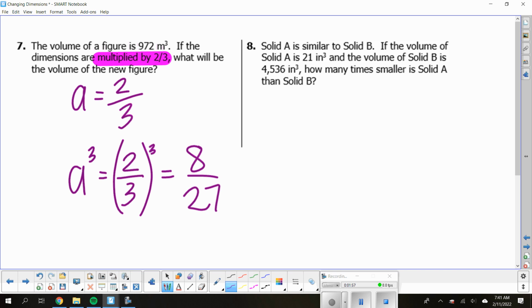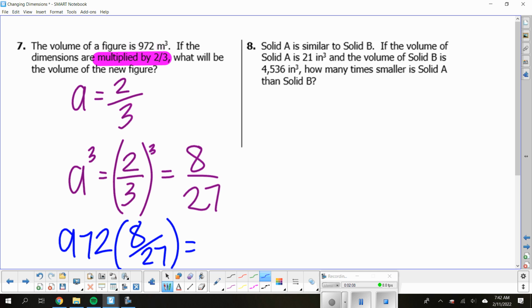It wants to know my new volume, so it gave me my original volume. It was 972. So if I take that original volume and multiply it by how much it's changing by, I will get my new volume of 288 meters cubed.